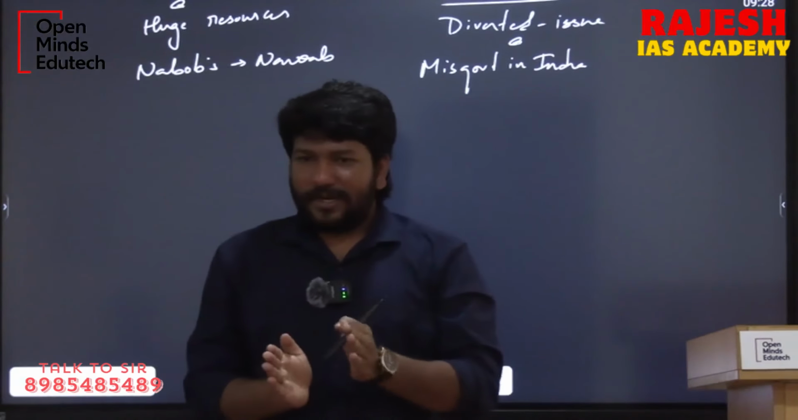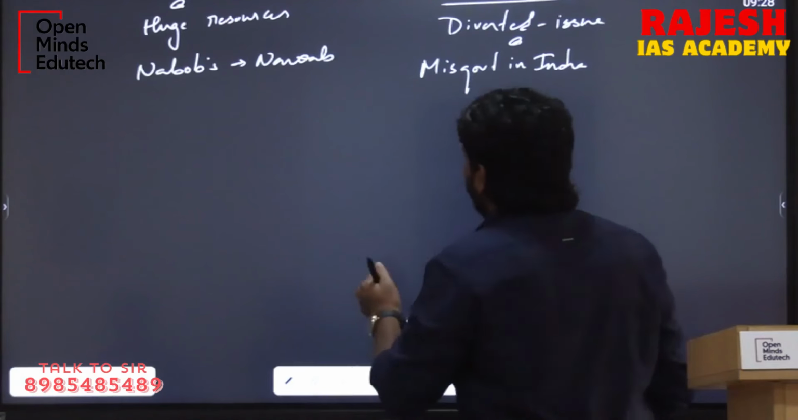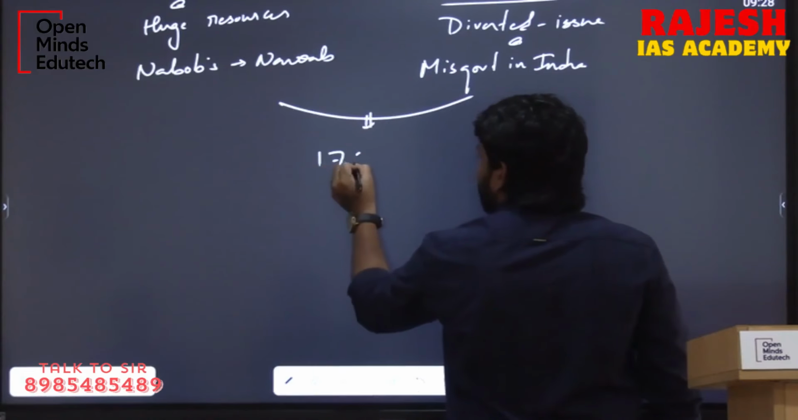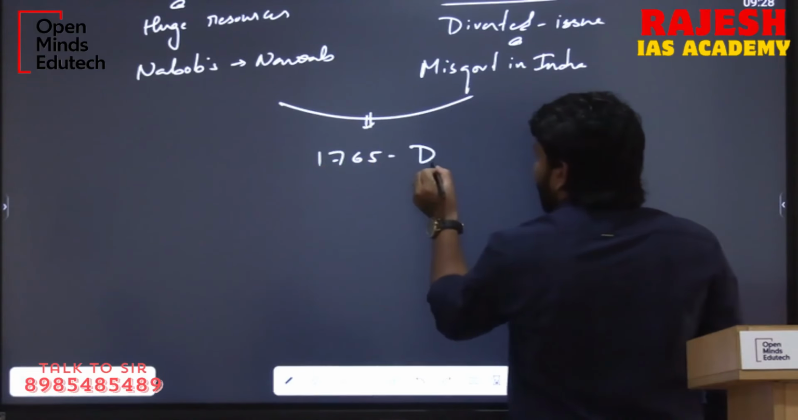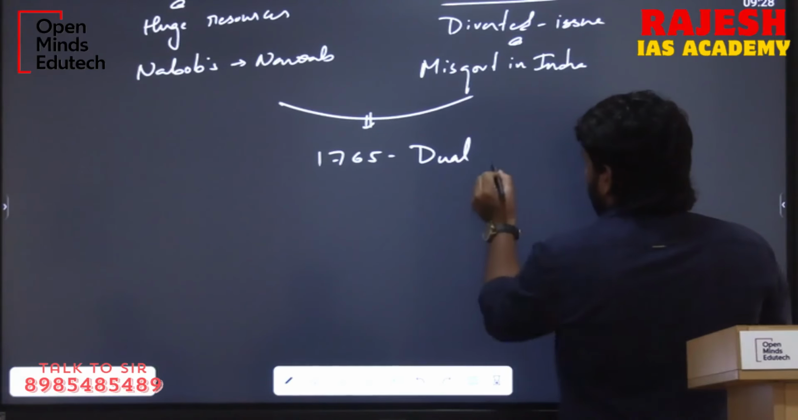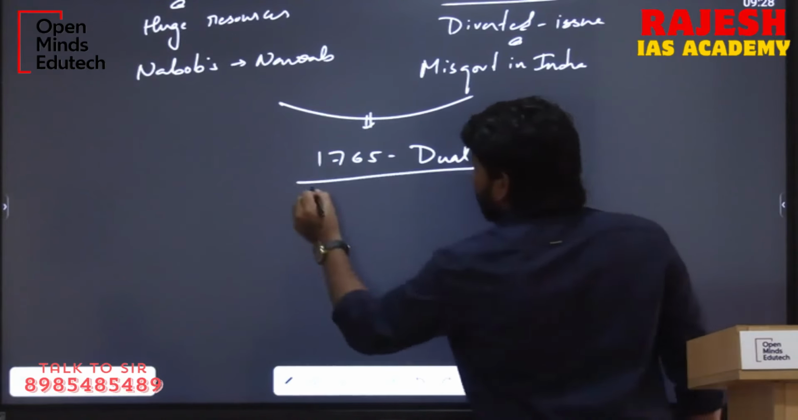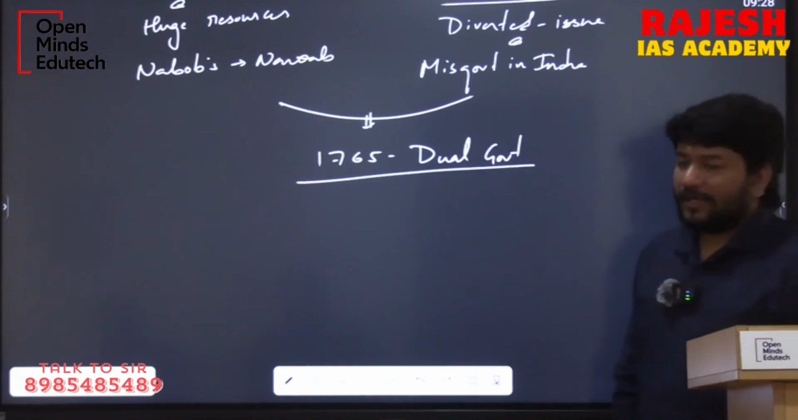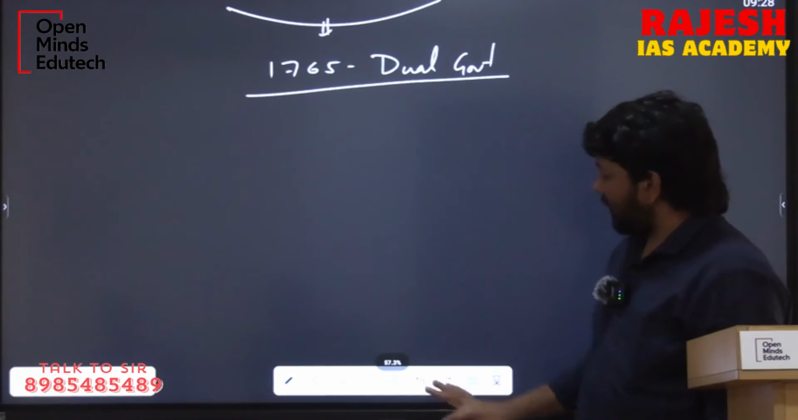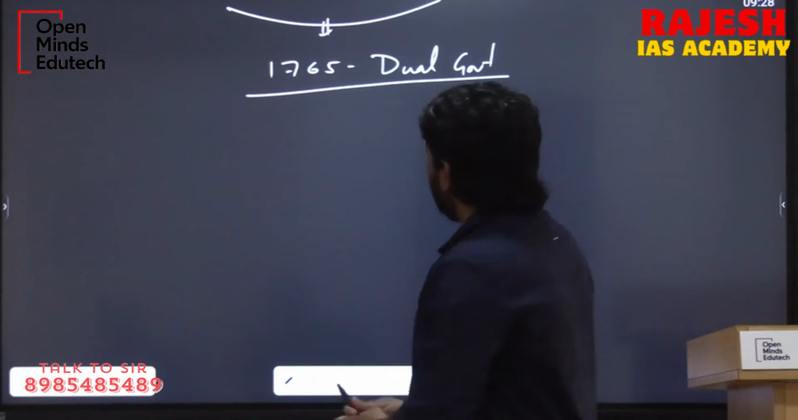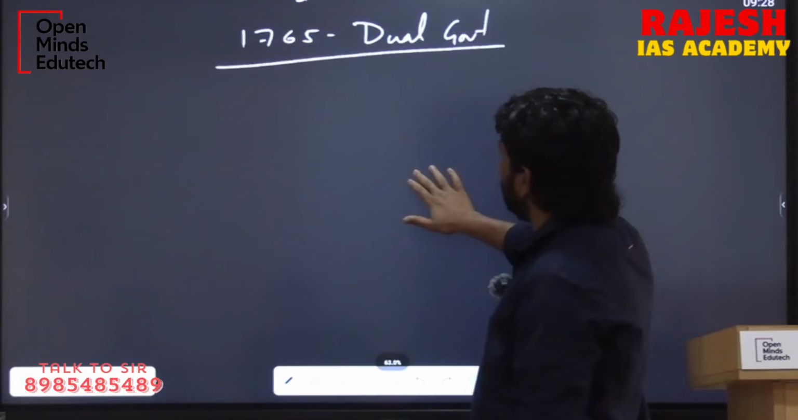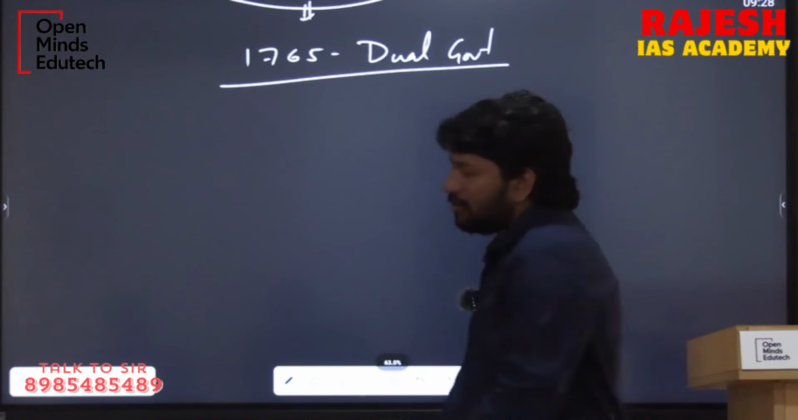Continue. 1764. Got it right? After 1764, continue. 1765. Robert Clive established dual government. Right? Robert Clive established what? Dual government. No action taken. So Robert Clive established dual government.